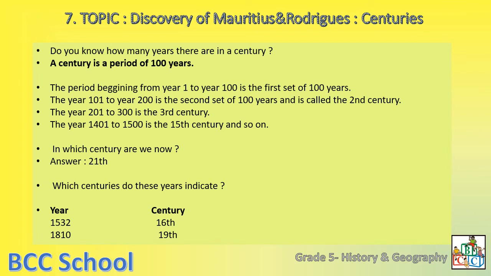In which century are we now? The answer is 21. Which centuries do these years indicate? For year 1532, the century is 16. And for year 1810, the century is 19.